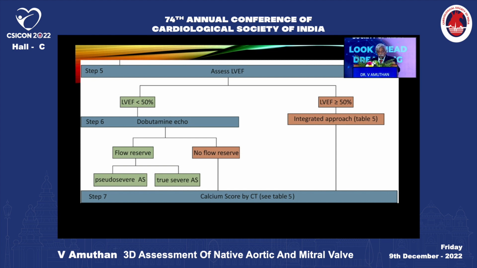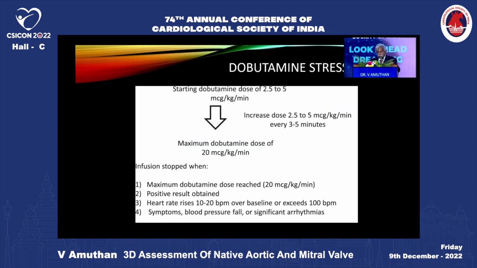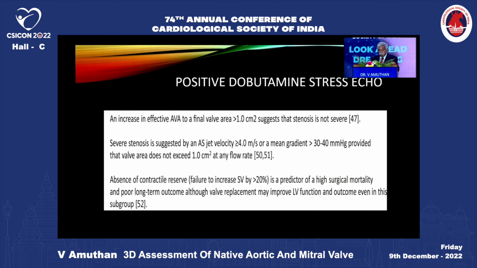If it is less than 50, you have to submit the patient for dobutamine stress echo and look for flow reserve to exclude the pseudo-severe aortic stenosis and to identify true severe aortic stenosis. So you do the dobutamine stress echo with the standard protocol which is available. The starting dose is 2.5 to 5 microgram, and then increase the dose every 3 to 5 minutes, and the maximum dose allowed is only 20 mics.